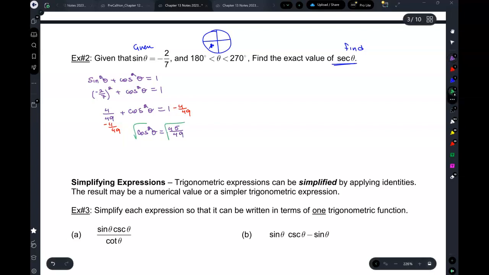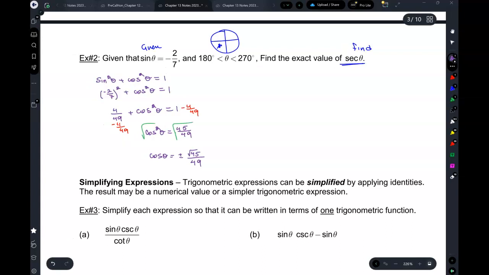I take a square root. Cosine is plus or minus root 45 over 49. Okay, but root 45 can simplify, right? Because it's 3 root 5. Now, is it going to be positive or negative in this quadrant? Negative, because cosine is negative in quadrant 3. So cosine of theta is equal to negative root 45 over 7, which is negative 3 root 5 over 7.